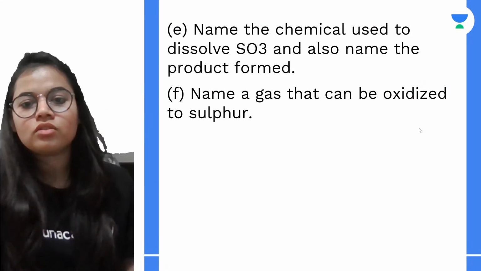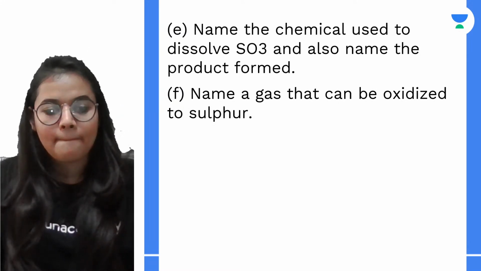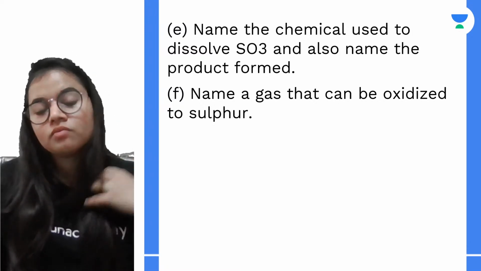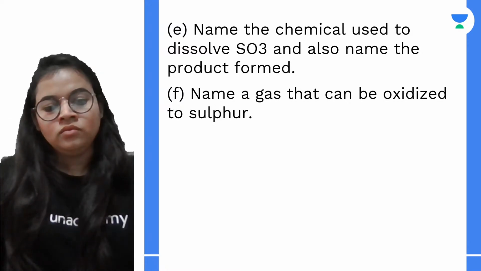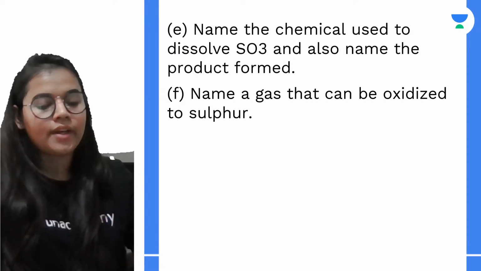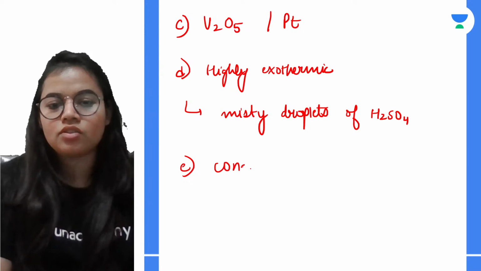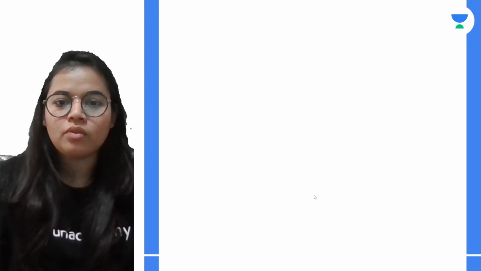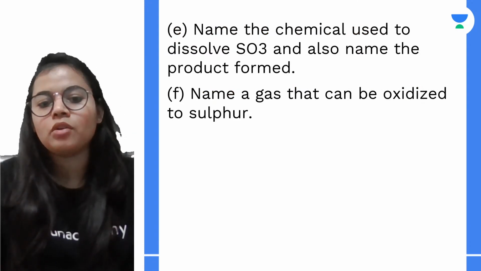Name the chemical used to dissolve SO3 and also name the product formed. Which chemical do we use to dissolve SO3? Concentrated H2SO4. Correct Divya. So the answer to part E is concentrated H2SO4. What is the product formed? H2S2O7, which we call oleum. Correct.